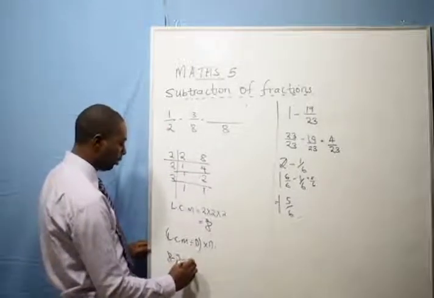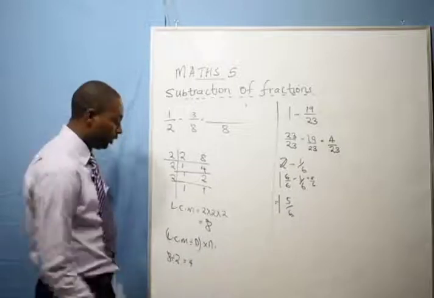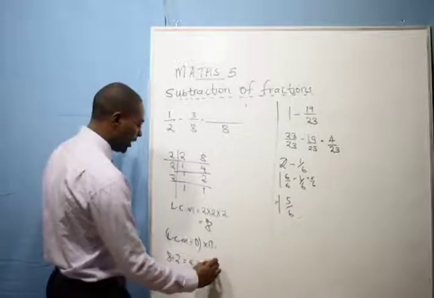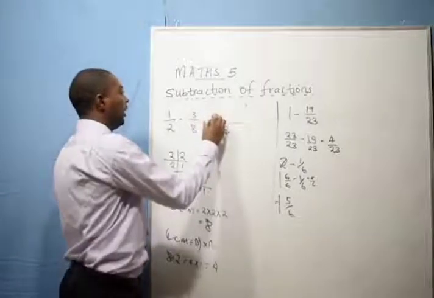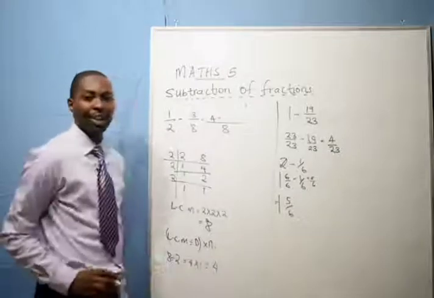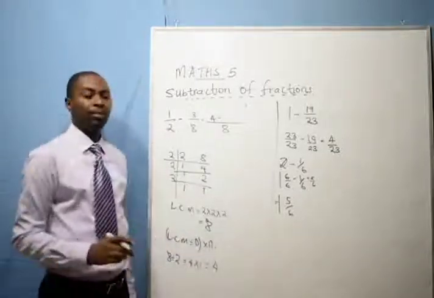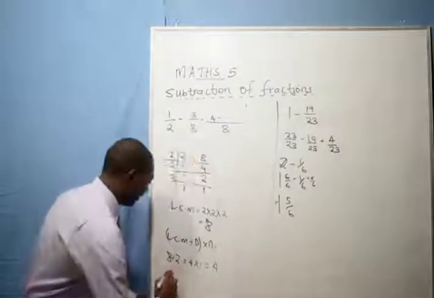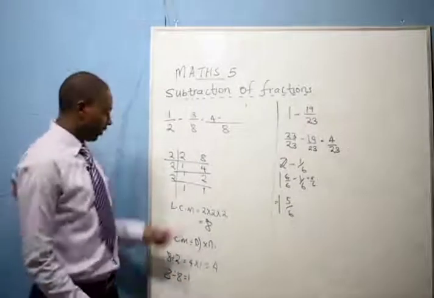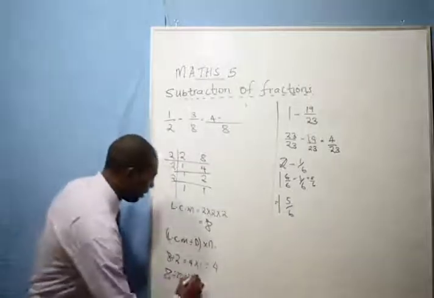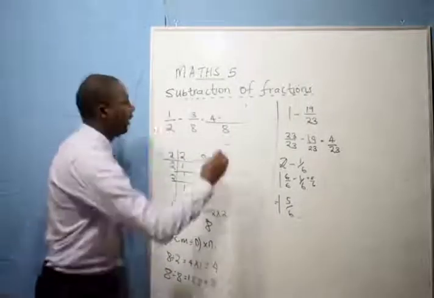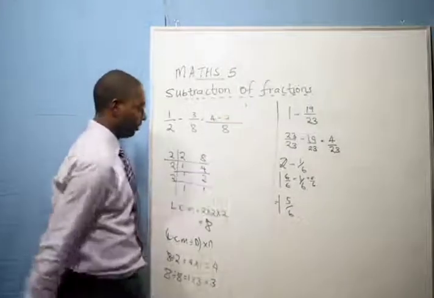The answer I get is 4. I multiply by its numerator, which is 1. And what is my answer? 4. I write that 4 here. Then before getting to the next number, write the sign, which is minus. 8 divided by 8, you get 1. After dividing, you multiply by 3. What answer do you get? 3. You simply write that 3 here.